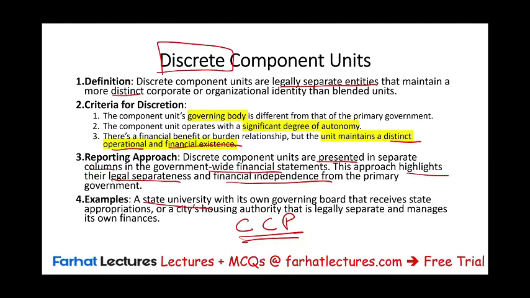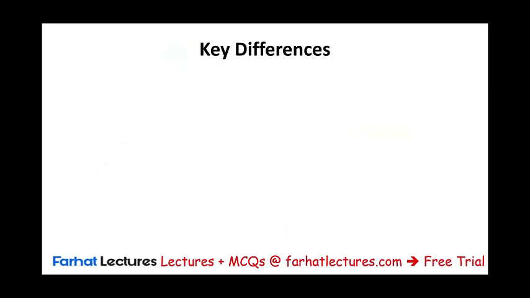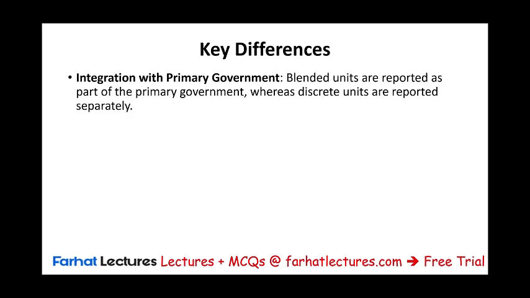So to summarize, when is it a discrete component unit? Well, when the blended unit criteria are not met. Now let's take a look at the key differences. There are basically three key differences. One is the integration with the primary government. The blended units are reported as part of the primary government, whereas the discrete units are reported separately. Are they integrated or not? If they should not be integrated, they should be separate like the Community College of Philadelphia, then that's one determination.